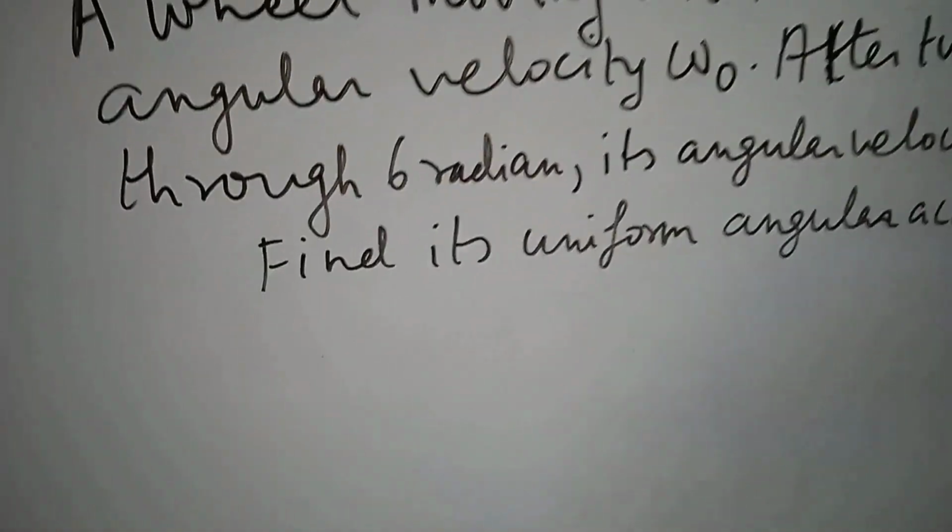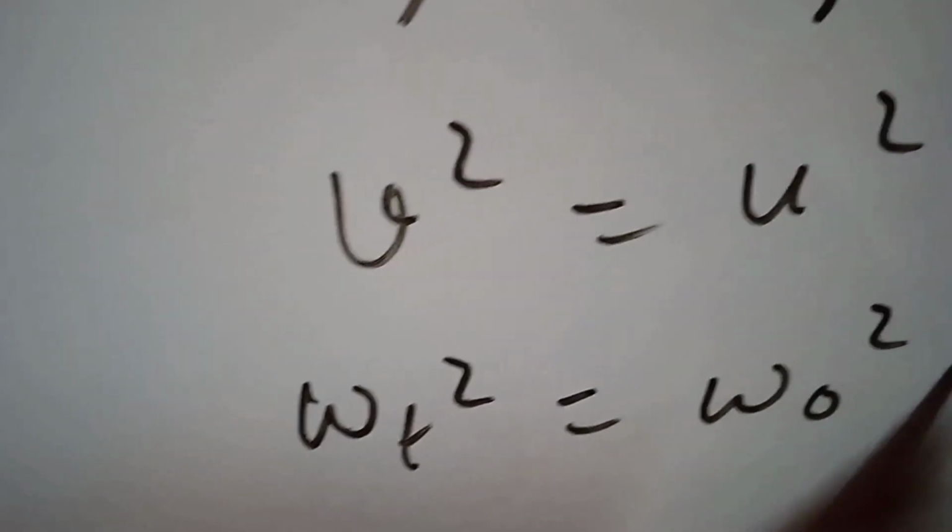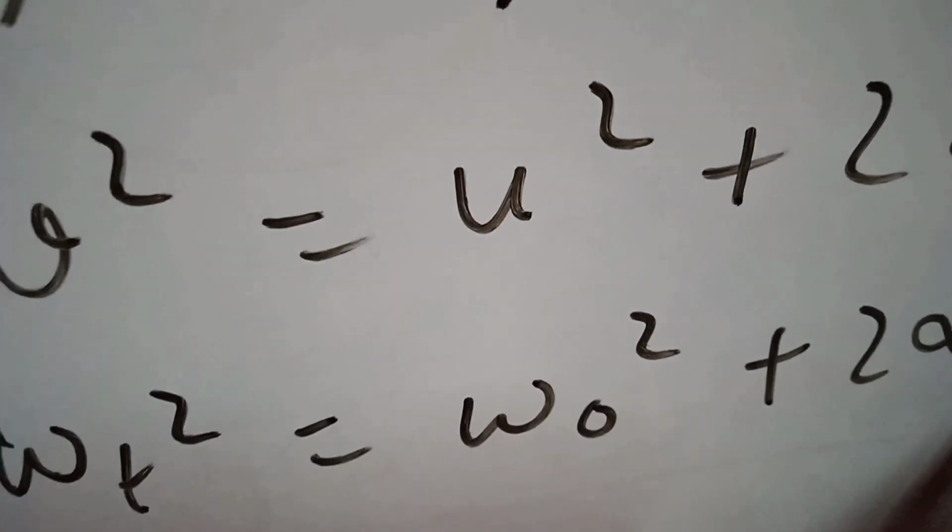That means initial velocity is omega naught. Final velocity is 5 omega naught. Time is not mentioned here, and angular displacement is 6 radian. So what to do? We know there is an equation v square equal to u square plus twice as. So considering the analogy, we can take it this way: omega t square equal to omega naught square plus 2 alpha into theta.